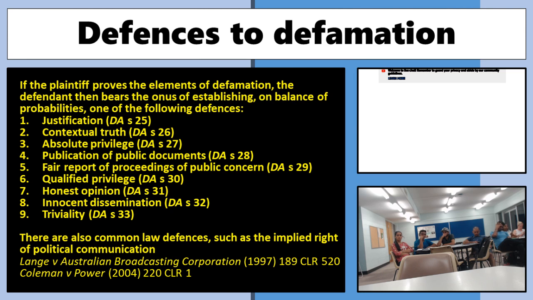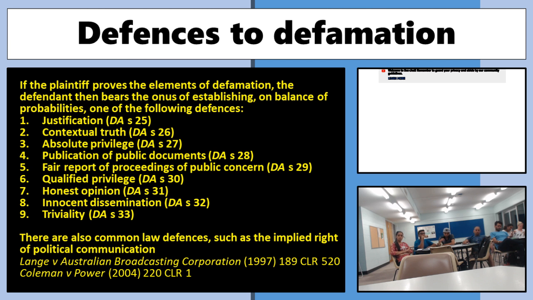All right, so the plaintiff's already proved that they've been subject to some form of ridicule, reputation's been lowered in some way. But if you can turn around and argue back, Your Honor, actually, it was only a trivial amount, or the economic harm that came from this is only a really small amount, that can do it. And also note, there's a bunch of common law defenses here as well.